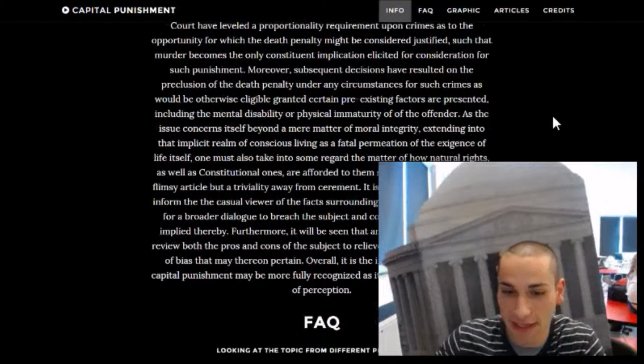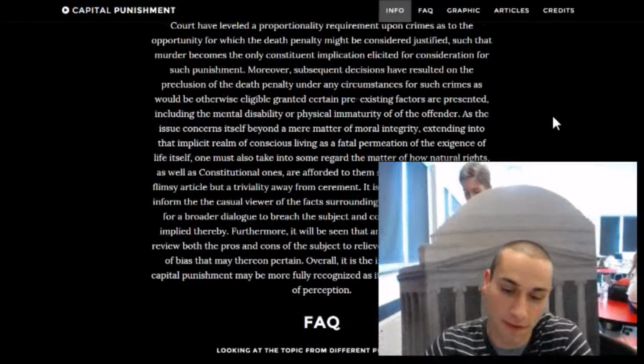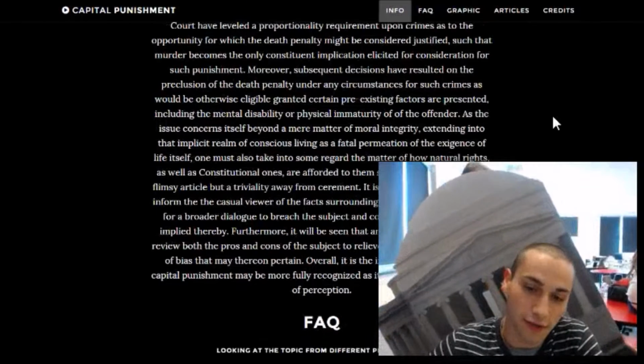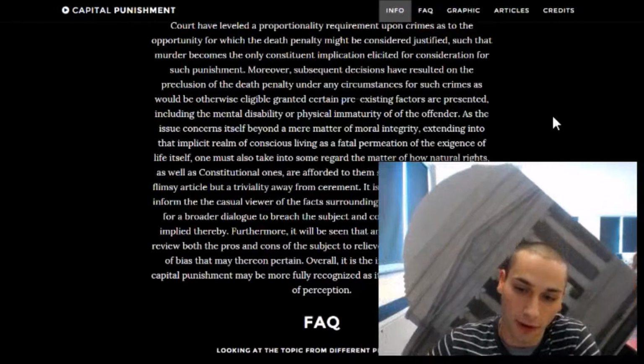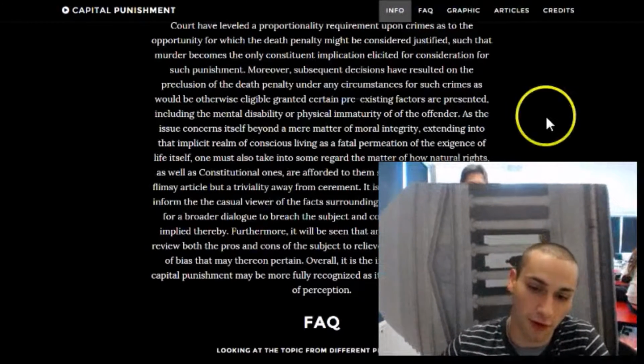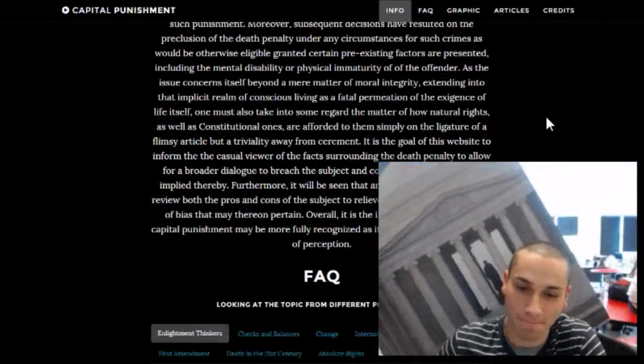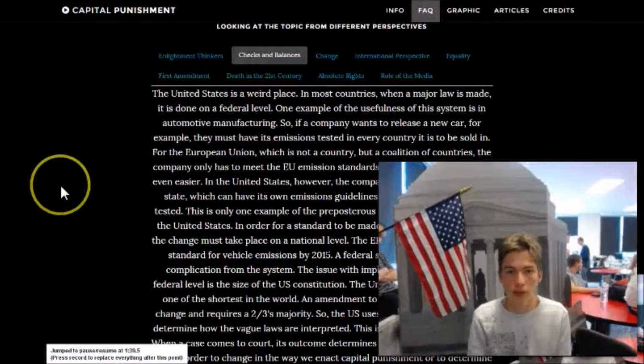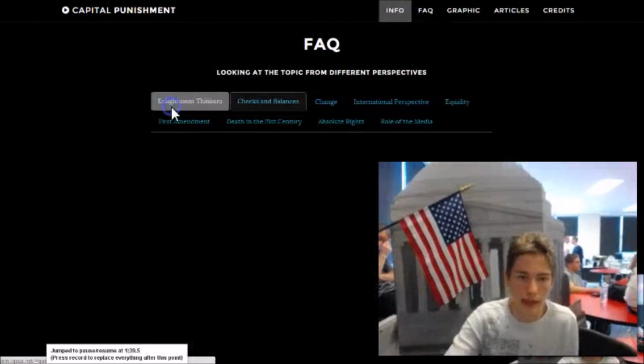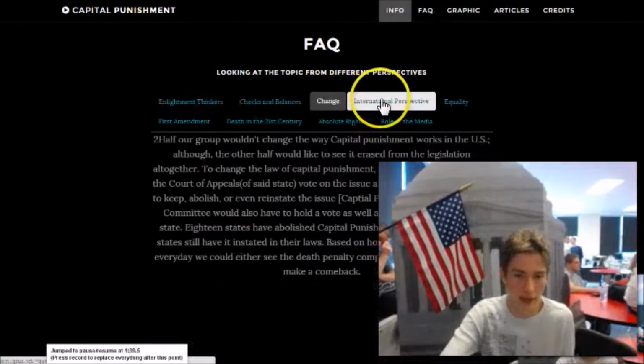The death penalty has evolved in the public scope of things. Usually it's considered for charges of third-degree murder. So when you get to the FAQ section, you'll see all the answers to the guide questions that we got in class.